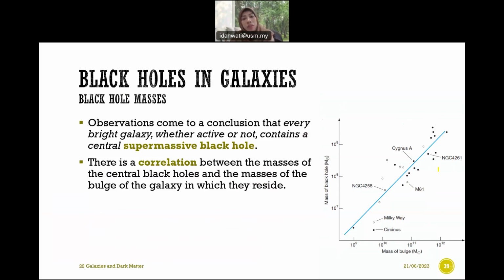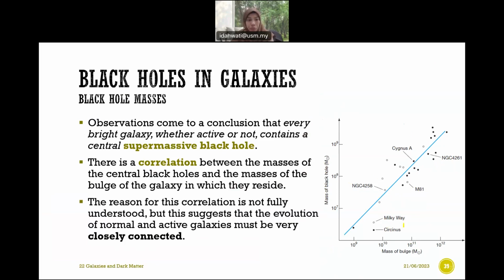There is a correlation between the masses of the central black holes, here on the y-axis, and the masses of the bulge of the galaxy in which they reside. They combine all the types of galaxies from before, and we can see the correlation between the mass of the black hole and the mass of the bulge. The reason for this correlation is not fully understood, but it suggests that the evolution of normal and active galaxies must be very closely connected.